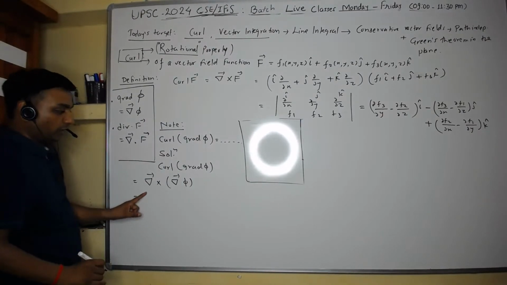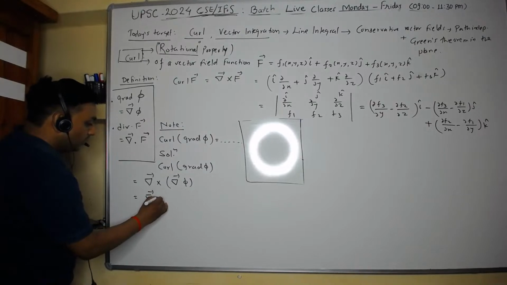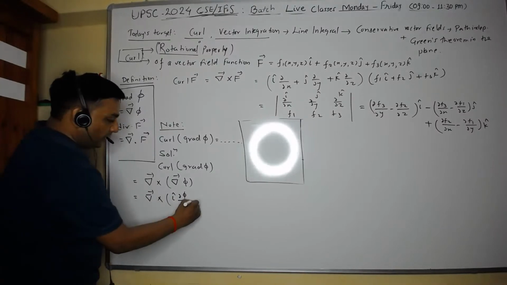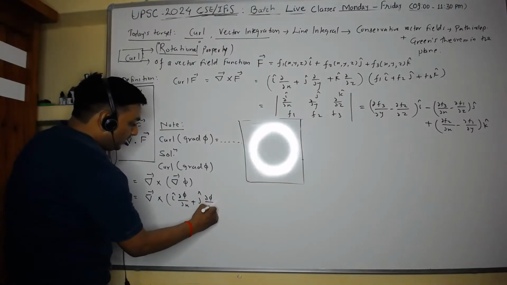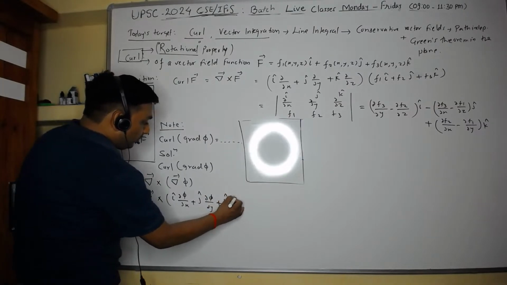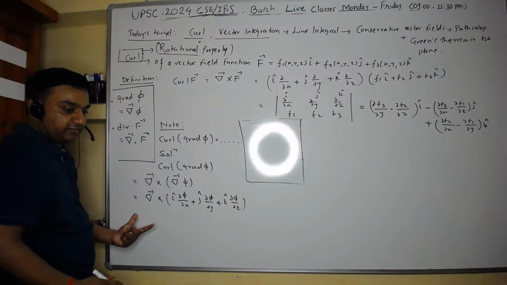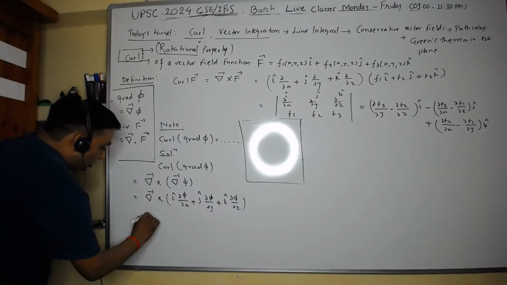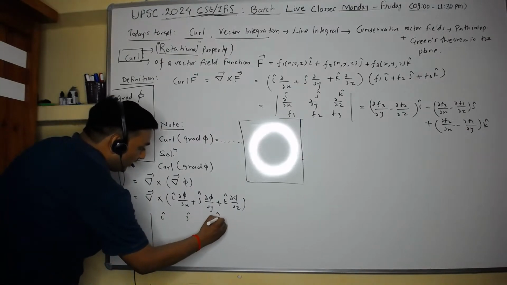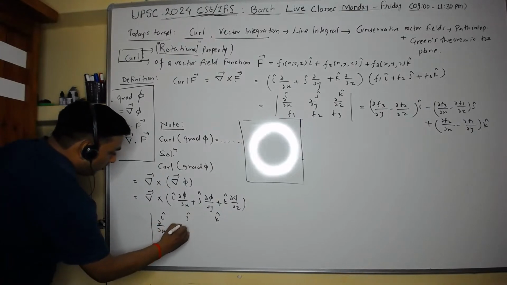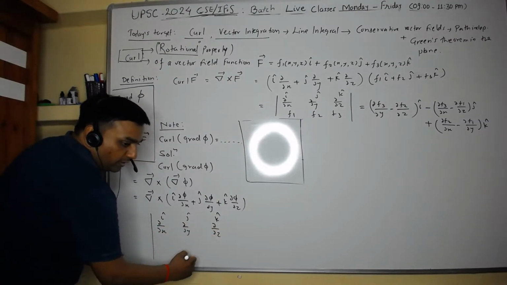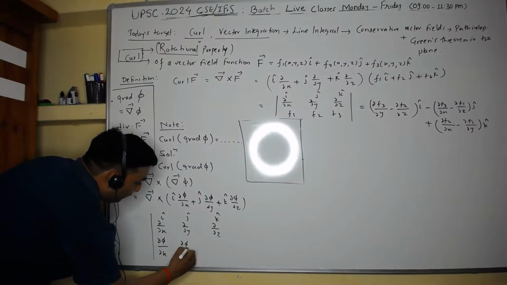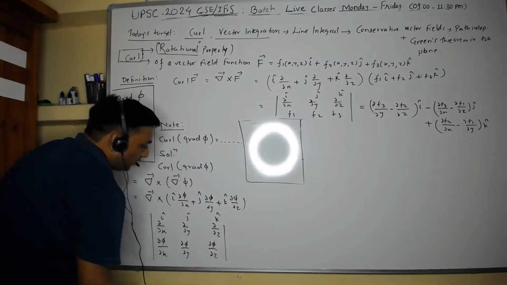So del vector cross del phi is represented by i cap dou phi over dou x plus j cap dou phi over dou y plus k cap dou phi over dou z, right? Now its cross product you can write as the determinant with i, j, k; dou over dou x, dou over dou y, dou over dou z; and here dou phi over dou x, dou phi over dou y, dou phi over dou z.